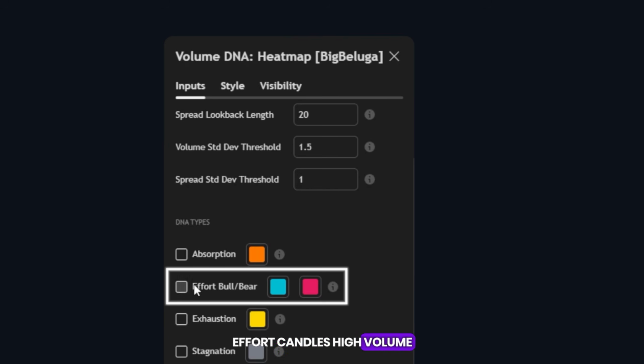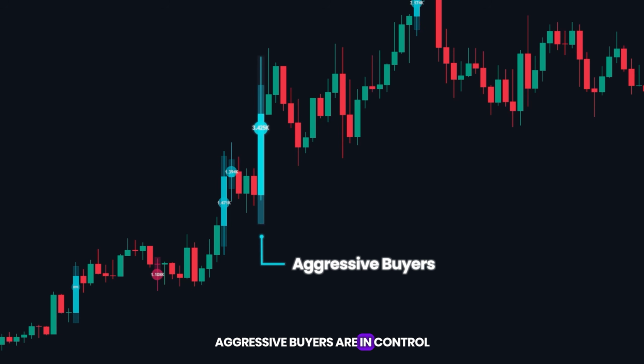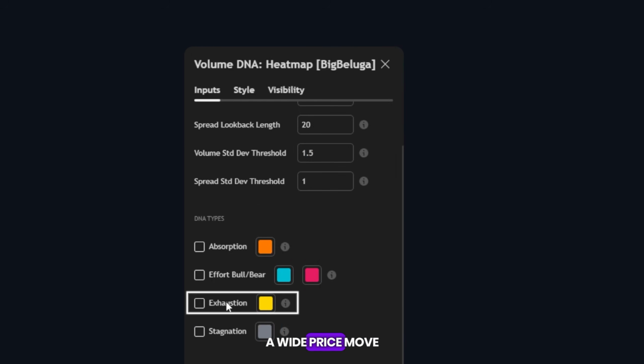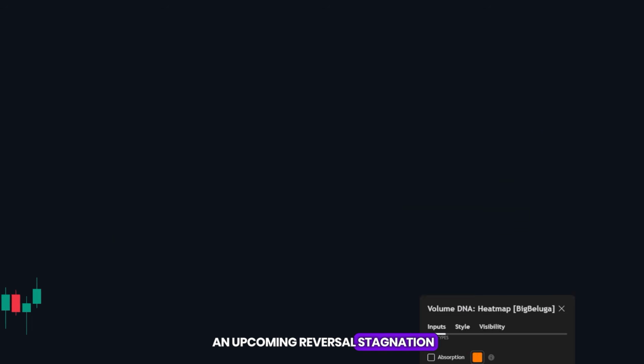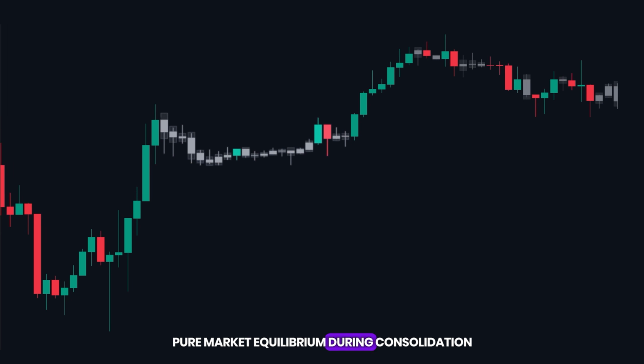Effort candles, high volume driving a wide spread. When the candle is aqua, aggressive buyers are in control. When it's red, aggressive sellers are dominating for trend continuation. Exhaustion, a wide price move on low volume. This tells you price is running on thin air and often warns of an upcoming reversal. Stagnation, low volume and narrow spread. Pure market equilibrium during consolidation.